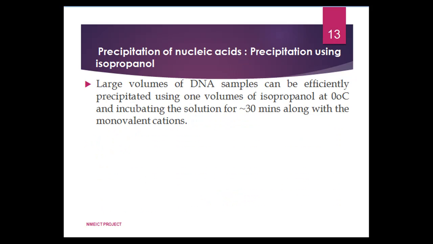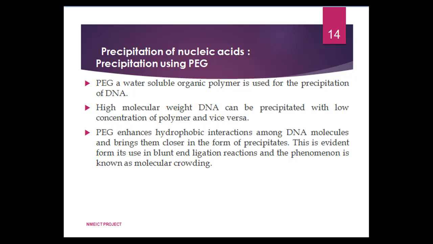Like proteins, there are different chemicals which can be used for the precipitation of nucleic acids. Let us see how nucleic acids can be precipitated using isopropanol. In this, large volumes of DNA samples can be efficiently precipitated using 1 volume of isopropanol at 0 degrees centigrade and incubating the solution for approximately 30 minutes along with the monovalent cations, and the remaining isopropanol can be later removed by evaporation. Another chemical is PEG.